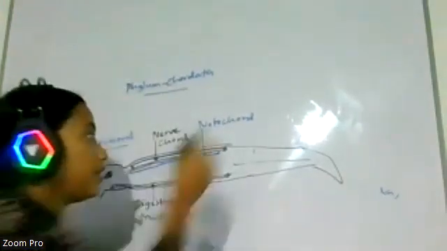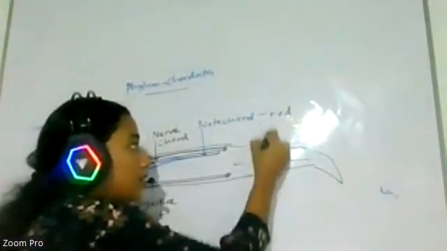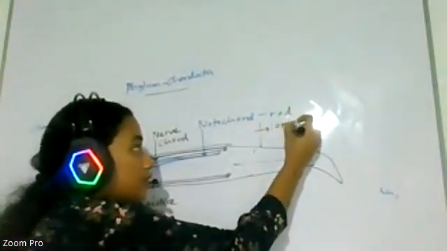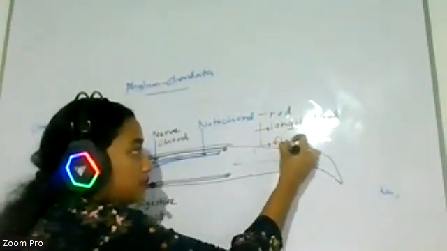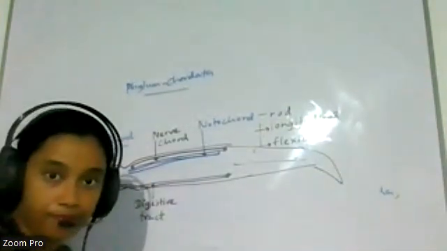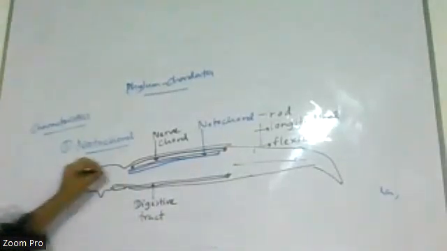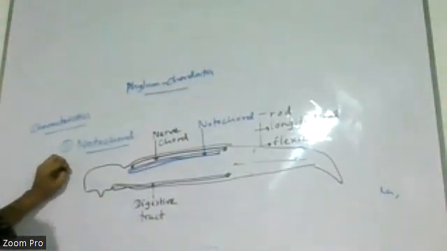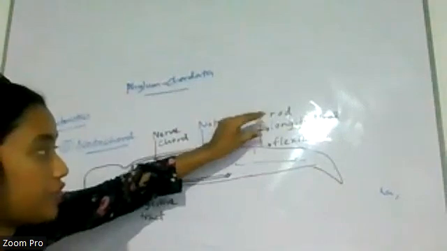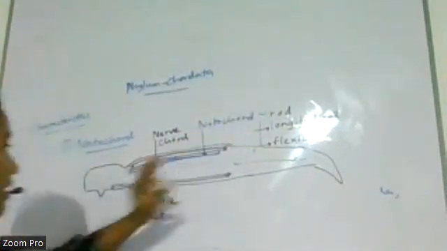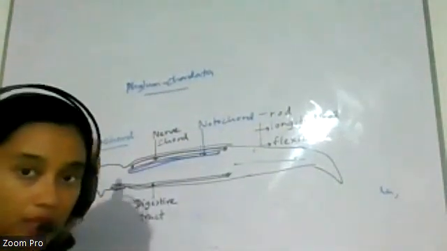Notochord is a rod. It is longitudinal and flexible. And this is the anterior region of the individual, and this is the posterior region of the individual. This notochord is actually a longitudinal and flexible rod. It is extending from the anterior region to the posterior.